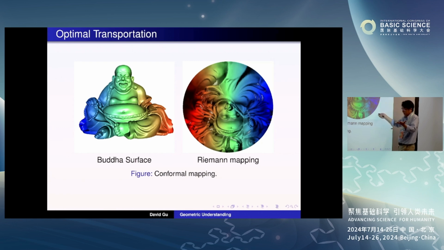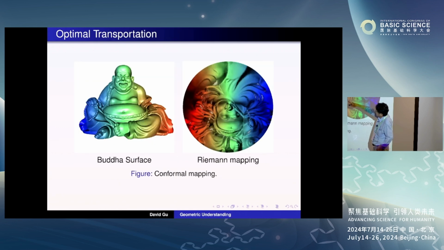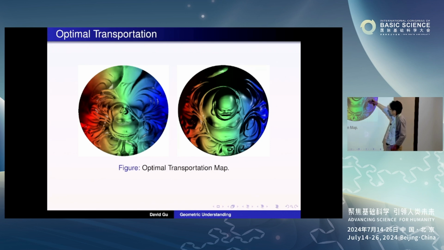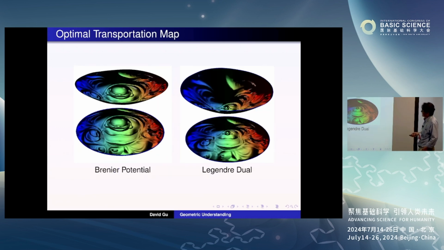Now, how can you find the optimal transport map between them? So this is the map. So then you see, this mapping to the original surface is area preserving. Basically, you draw an arbitrary region on the 2D disk. So the area here equals the area of the region on the original 3D surface. And then this mapping is given by the gradient of a convex potential.